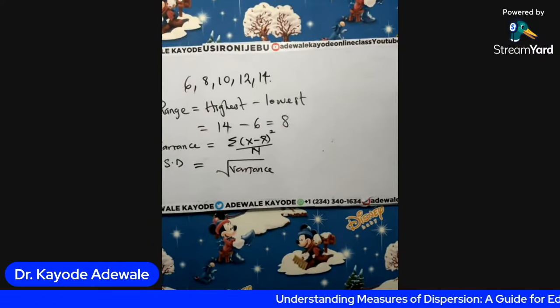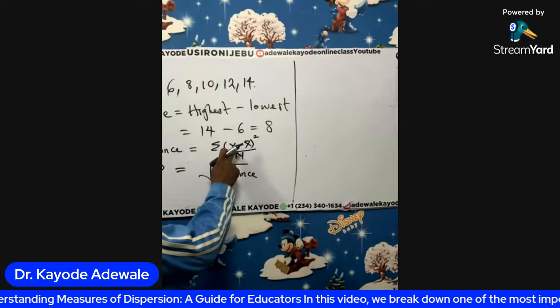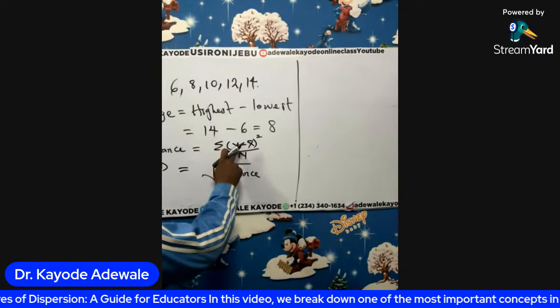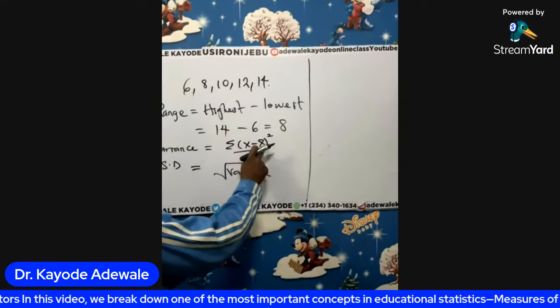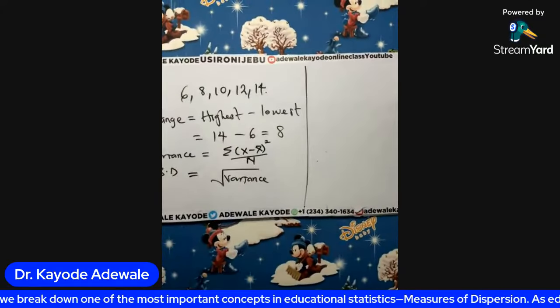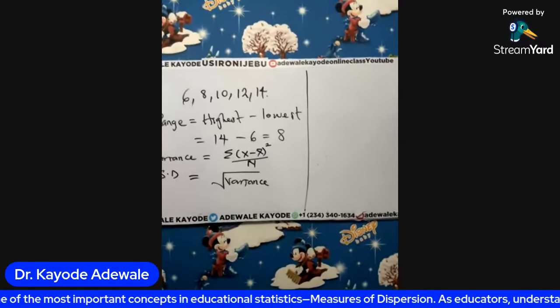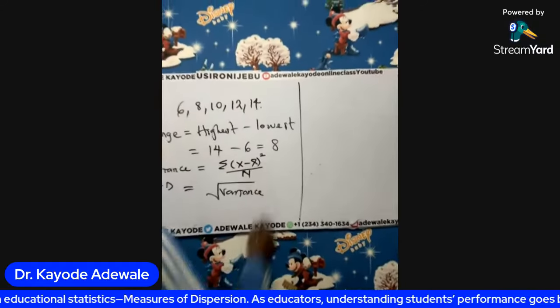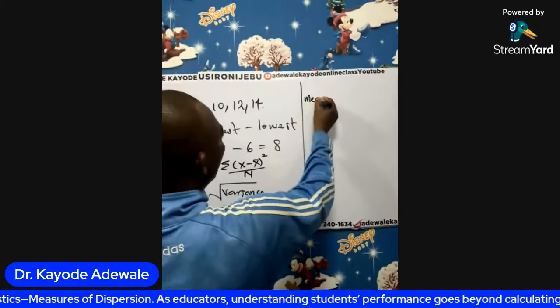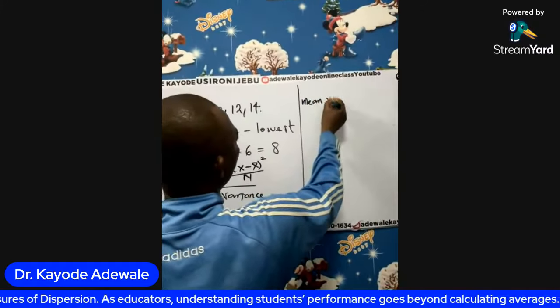So let's use this here now to find this. How do you find the variance for this? When we look at it, it's talking about x, which is the observed value, minus the mean score. That means we have to take this mean score away from this. So the first thing you have to get is the mean, which is x bar. So what is the mean?